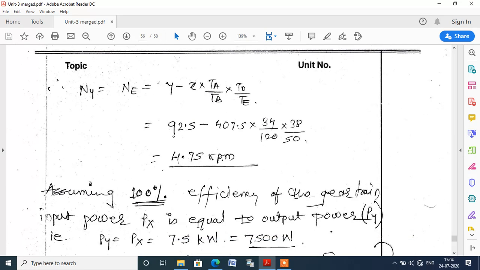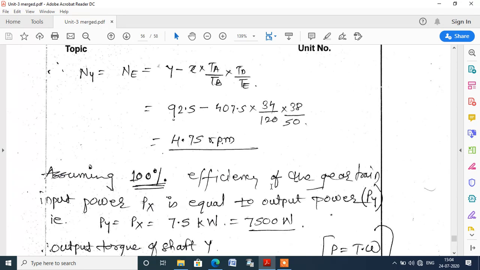Now assuming 100% efficiency of the gear drive, practically not possible, but theoretically you can assume 100%. So input power at x is equal to output power. If you assume 100% efficiency, whatever input power is there, you will get as output. So power at x equals power at y, and that is given as 7.5 kW. Power at x is already given.